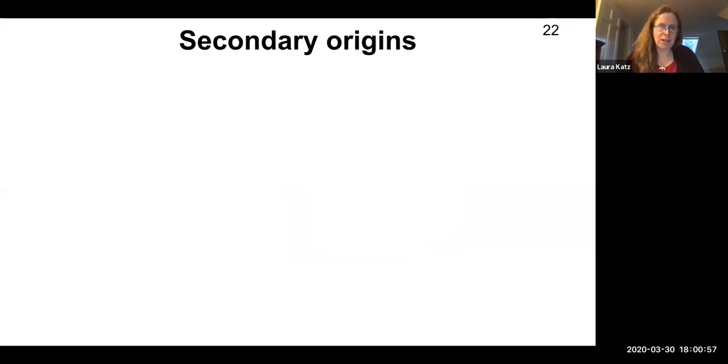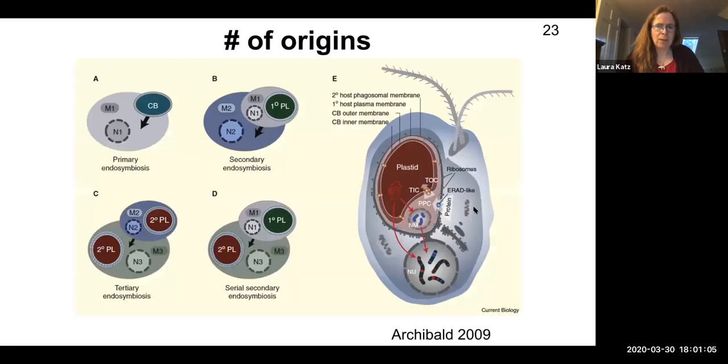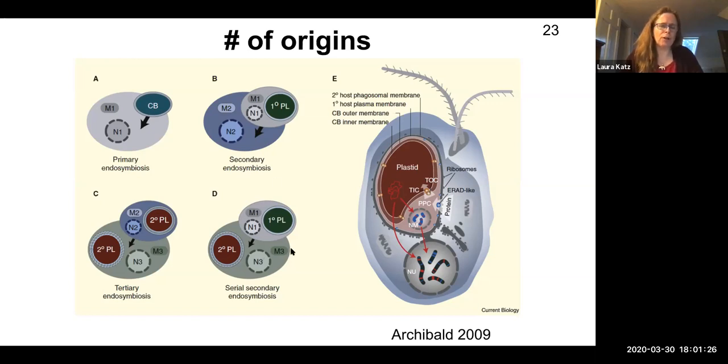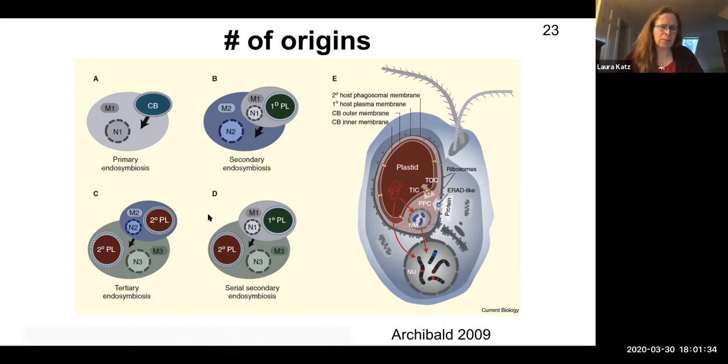When we think about all these secondary origins, there are multiples. How many we don't know. How many is debated. So here is the primary. Sometimes we think a heterotroph engulfed a eukaryote to give a secondary. Sometimes we think another eukaryote engulfed one of these secondaries to give rise to a tertiary. And sometimes we think you have serial, where you have heterotrophs and multiple engulfments of plastids. Basically, what we think is that it's very complex. Don't worry about the specifics here.